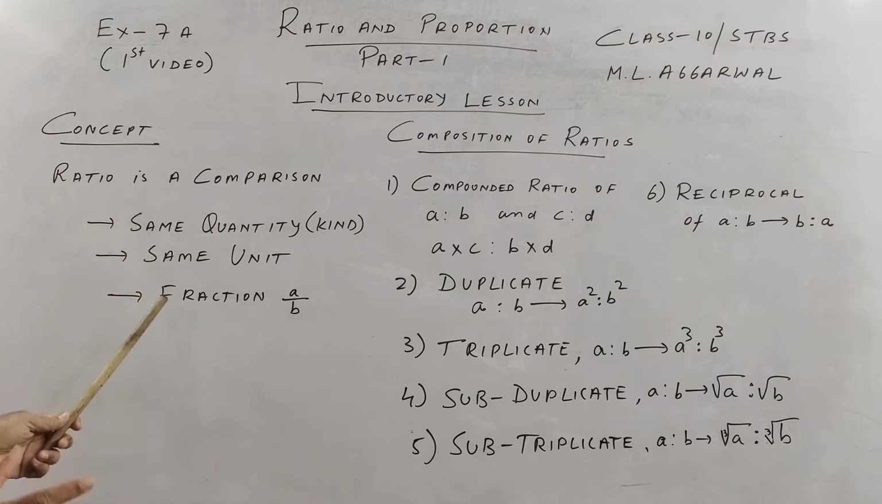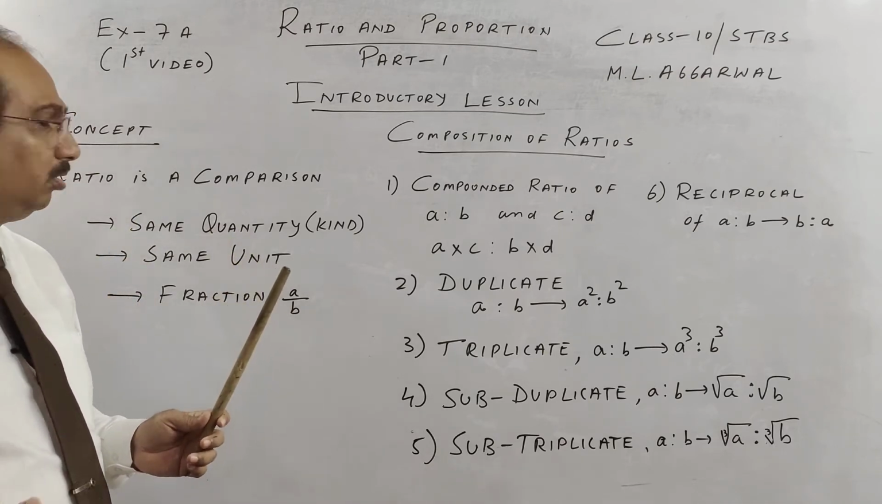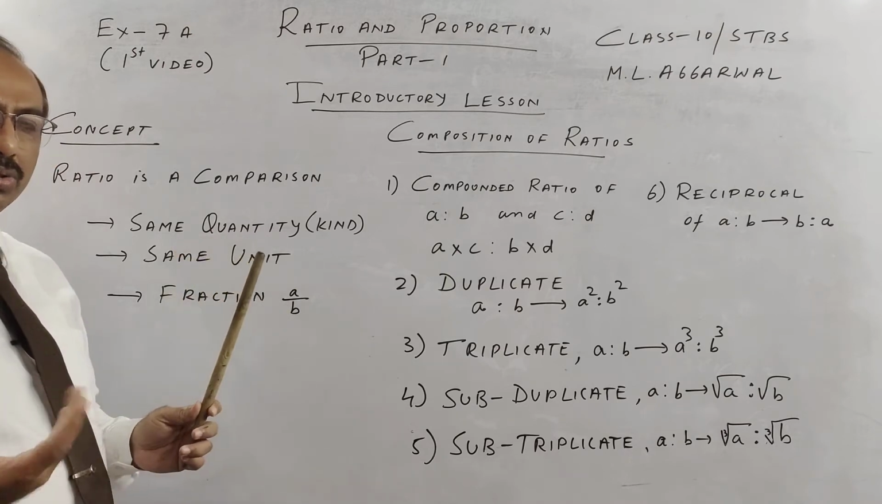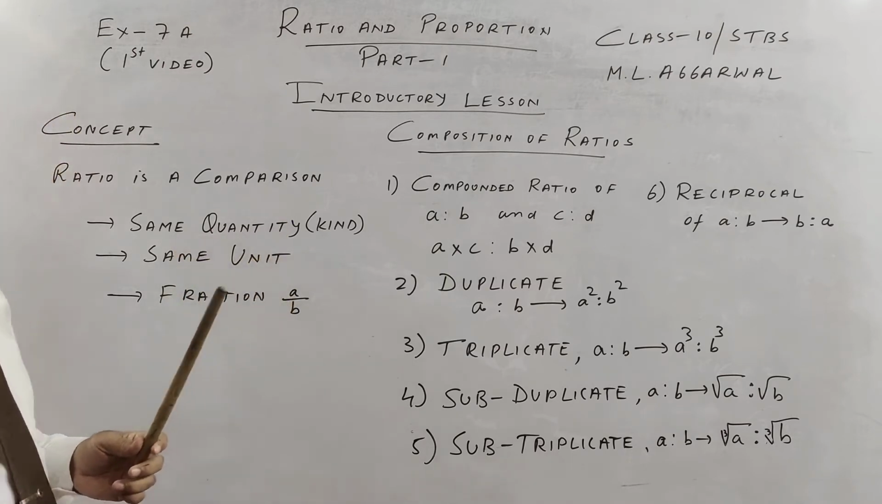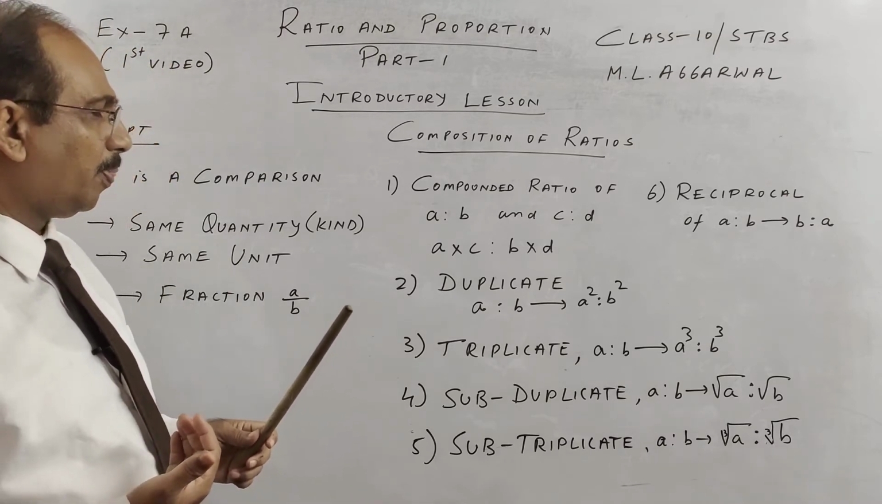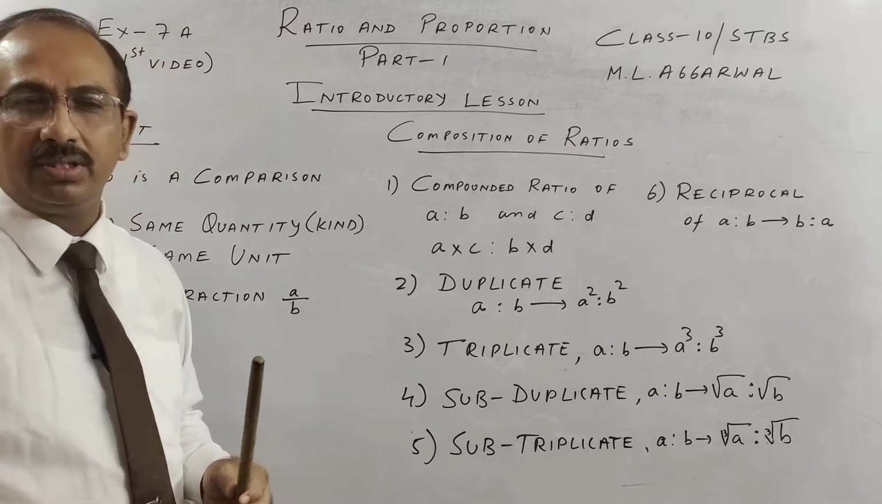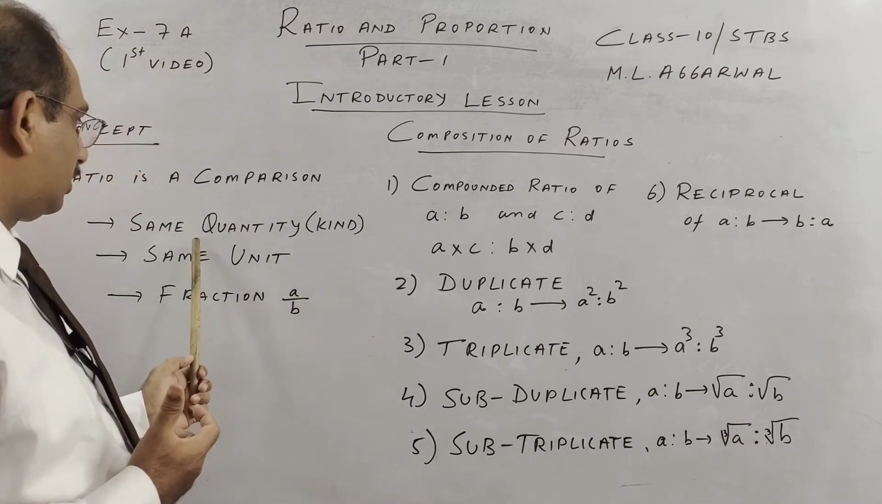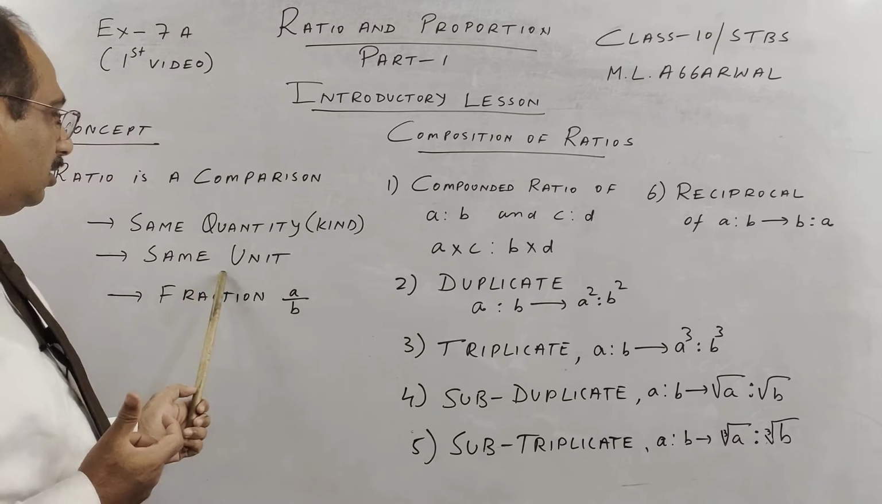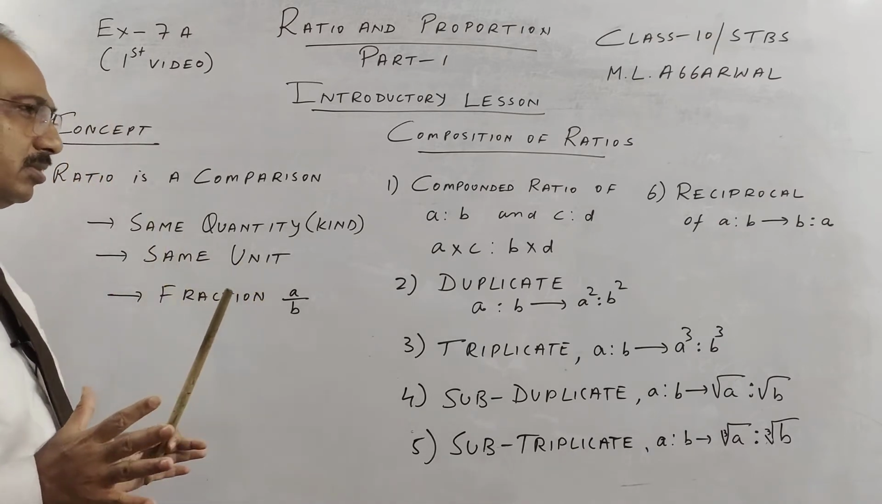Concept: ratio is a comparison. You see, it's a fraction. We compare two things, and they should be of the same kind. You can compare pen with pen and pencil with pencil, weight with weight, but time should not be compared with weight. So we compare two like quantities, and another thing, they should be in the same unit, children. And ratio is a comparison.